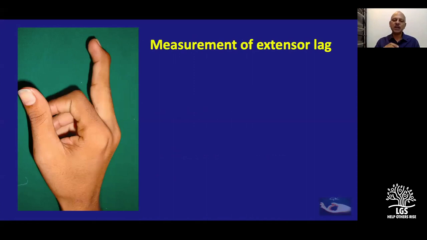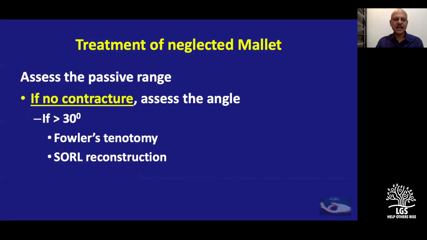Now, how do we measure the extensor lag? You look at this figure, you mark a line, and you can make out that this is about 45 degrees. So the extensor lag is about 45 degrees in this patient. If it is less than 30 degrees, you can do the three procedures, that is tenodermodesis or an abbreviato procedure. If it is more than 30 degrees, we have two options. One is a Fowler's tenotomy, and second is superior oblique retinacular ligament reconstruction.